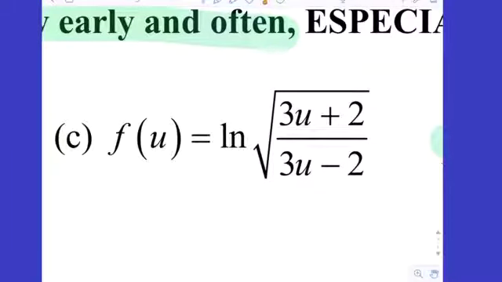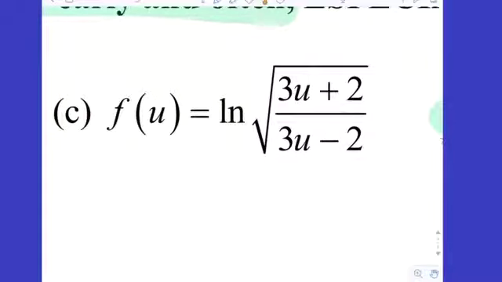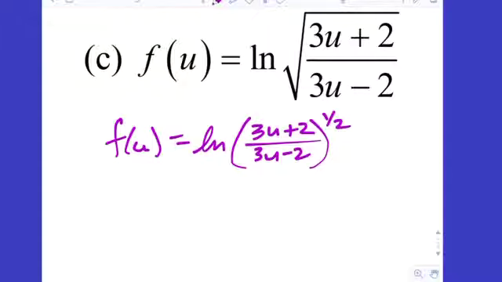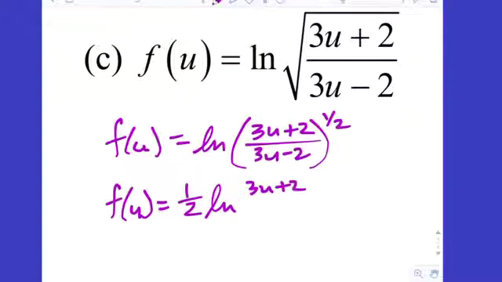Logs are going to be especially useful to simplify expressions when you have multiple factors that are either multiplied or divided, and/or exponents, which, remember, radicals are exponents in disguise, rational exponents. So yes, f of u can become more palatable if you simply write it as 3u plus 2 over 3u minus 2 to the 1/2 power. Now, where can the 1/2 go? Tell it where to go. Out front. So you get f of u equals 1/2 the natural log of the quantity 3u plus 2 over 3u minus 2.